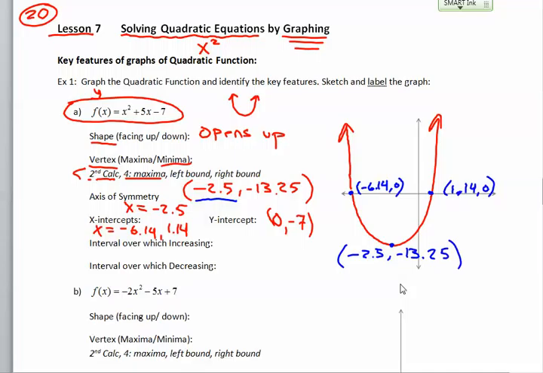All right, and those are the main things. This axis of symmetry, now we can visualize that. That's at this line, which is x equals -2.5. That would be this green line right here, that vertical line. And we can see how our parabola is symmetrical on both sides of that.